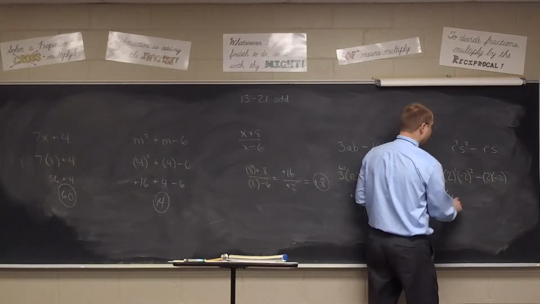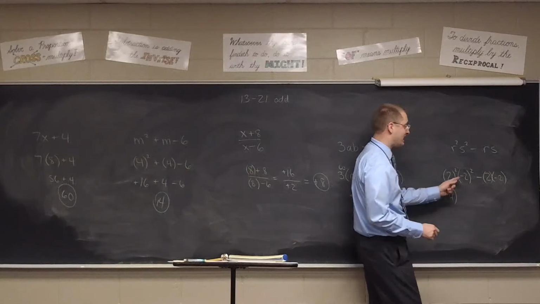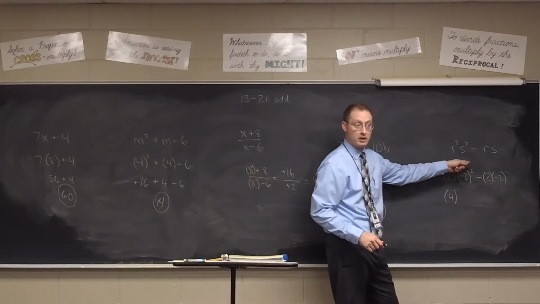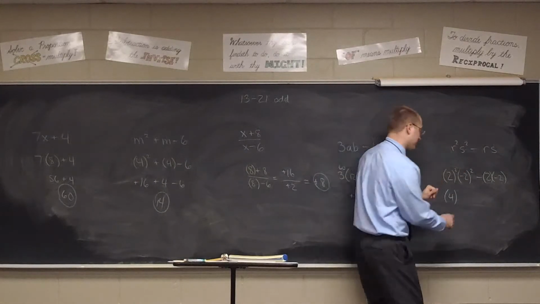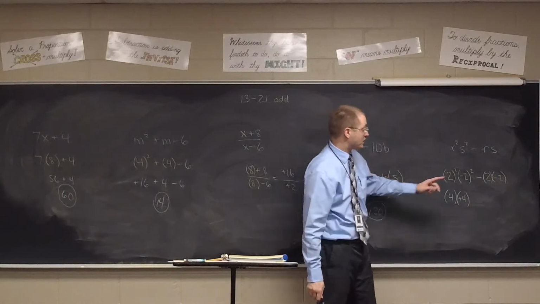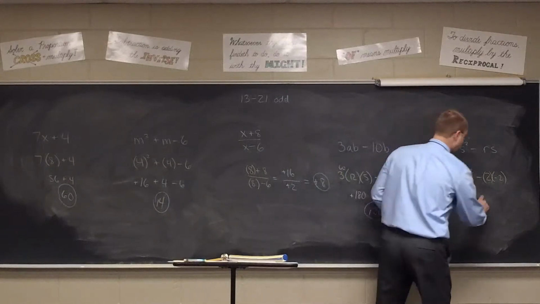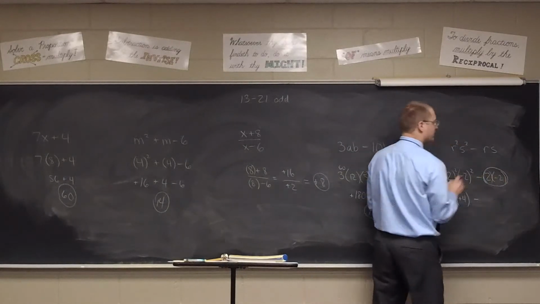4. You got to square a -2. -2, an even power, still positive. 4. Because remember, when you square a negative, it means you got 2 of them, right? An even number of negatives gives you a positive.